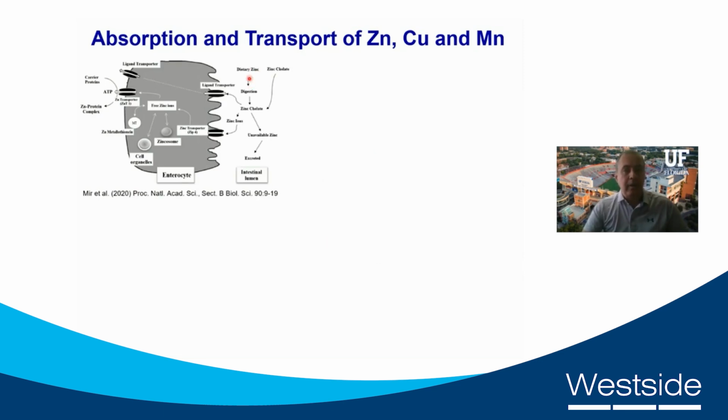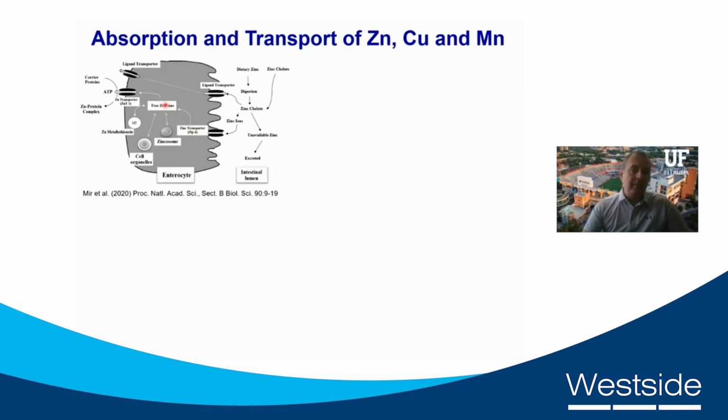Once it gets into the small intestine, it's illustrating here an enterocyte. The zinc, divalent zinc, can be transported by zinc transporter proteins, such as illustrated here by this protein called ZIP4. So this protein takes zinc that is in the ionic form across the membrane of the epithelial cell into the cytoplasm, where zinc binds to a chaperone protein to be transported across the cytoplasm.